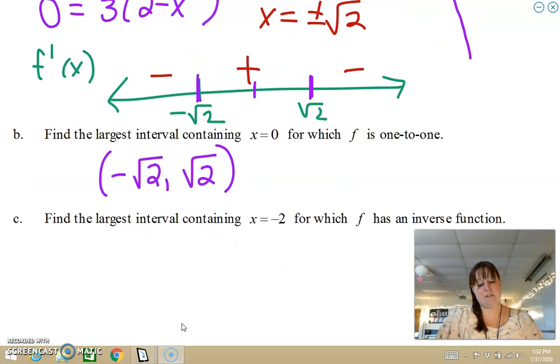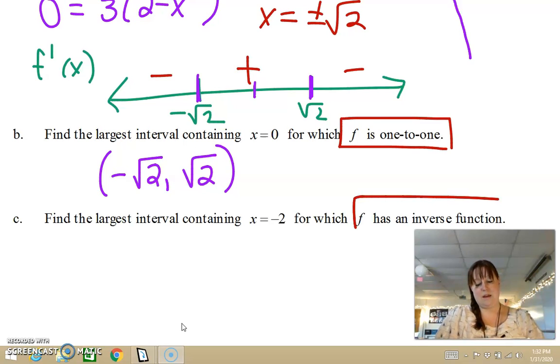Then the last question is, where does it have an inverse function? Okay, so remember, f is one-to-one and f has an inverse function are the same thing. They mean the same thing. So you can see either one and answer the exact same question.